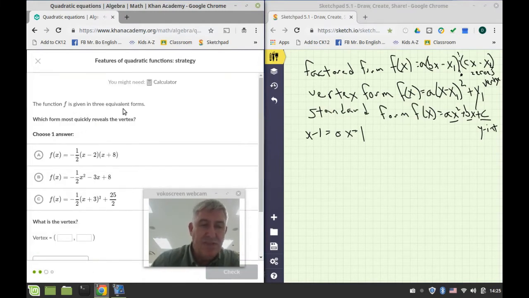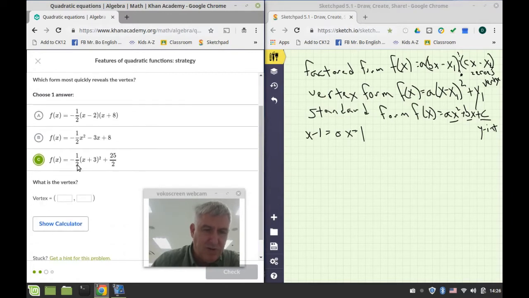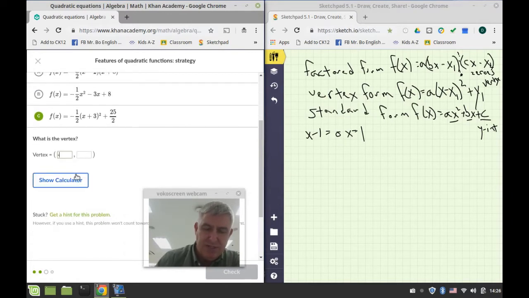The function f is given in 3 equivalent forms. Equivalent means similar, same, equal. Okay, which form most quickly reveals the vertex? So which one shows us the vertex? Vertex form, it looks like a times x minus x1 squared plus y1. So which one looks like that? It's our one over here. And what's the vertex? X minus x1, so it's x minus negative 3 plus 25 halves. There we go.